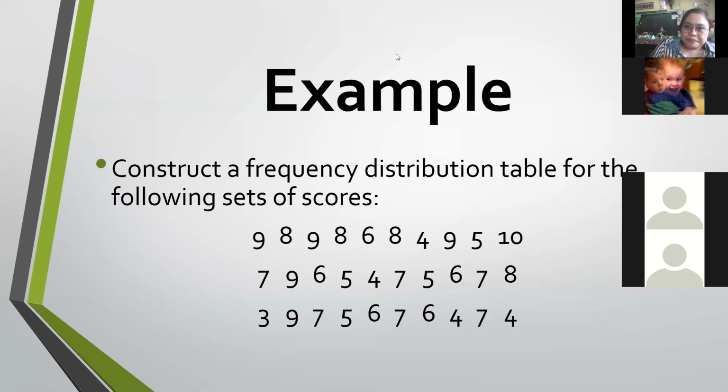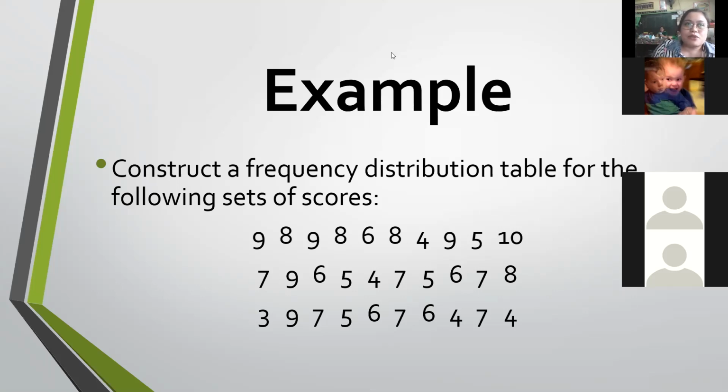Now, if you do it manually, you just have to write all the scores, like 3 to 10 here. And then you just count how many 3s, how many 4s, and so on. Then you put them in the table, the same as what I constructed earlier. And for the percentage, it's just the frequency divided by the total number of scores times 100.